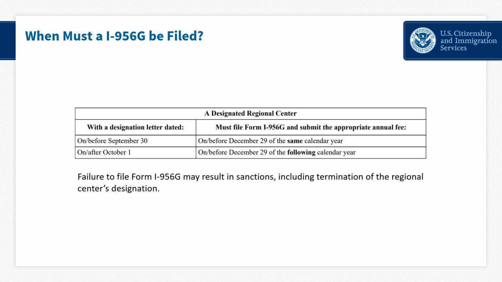Each designated regional center must file Form I-956G for each federal fiscal year, which means October 1st through September 30th, on or before December 29th of the calendar year in which the federal fiscal year ended. Failure to file the I-956G may result in sanctions, including the termination of the regional center's designation.